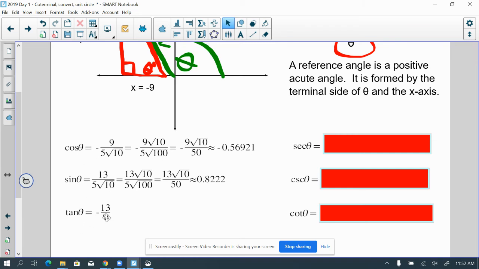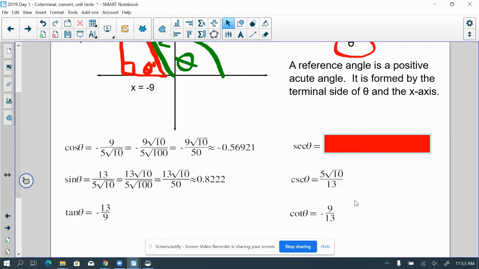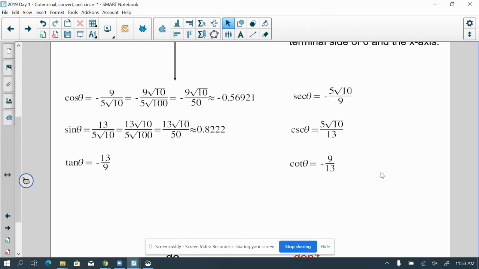The other 6 are just the reciprocals of these. Let's start with tangent. The reciprocal of -13/9 is -9/13. That's the cotangent. The cosecant is the reciprocal of sine. All three of these fractions are equal to each other, so I need to pick and choose. I need to make a smart choice here. I hope you see that we should pick this first one, because if I reciprocate this, the radical 10 goes in the numerator, and I don't have to rationalize the denominator or anything. This is totally done. And then for cosine, the reciprocal of cosine is secant, and if I flip this, I get -5 rad 10 over 9.